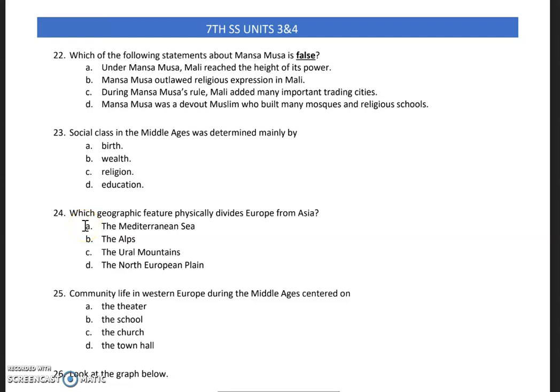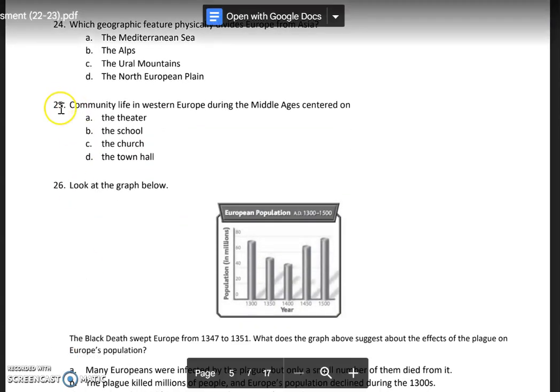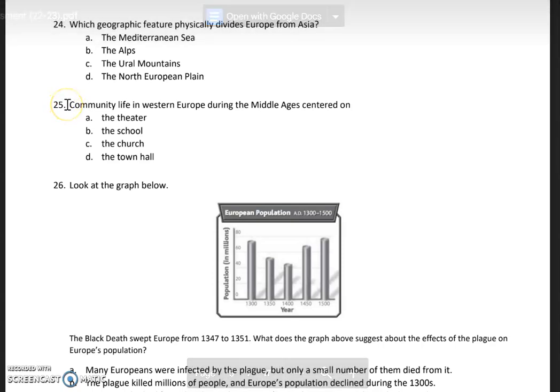A. The Mediterranean Sea, B. The Alps, C. The Ural Mountains, D. The North European Plain. Number 25. Community life in Western Europe during the Middle Ages centered on A. The theater, B. The school, C. The church, D. The town hall.